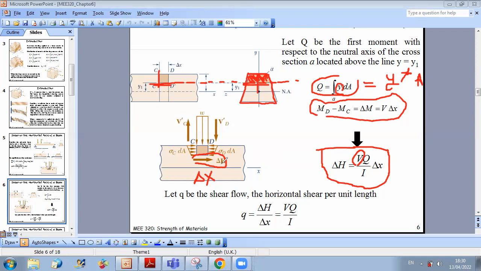So if I divide this expression of delta H by delta x, the delta x will be simplified, and then I can define a certain parameter q, which I call the shear flow, which is delta H over delta x. I can find the horizontal shear per unit length, and this horizontal shear per unit length will be equal to VQ over I.